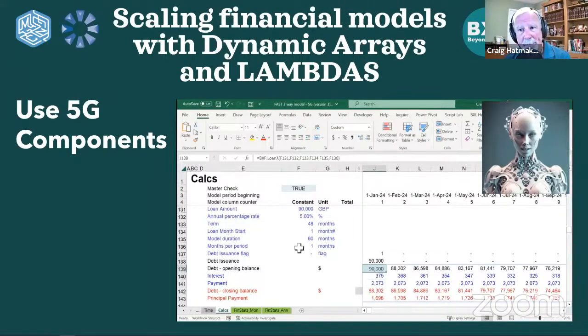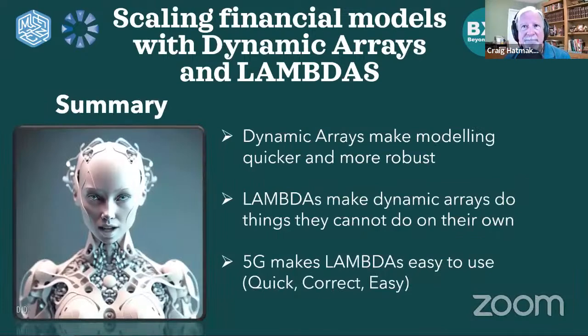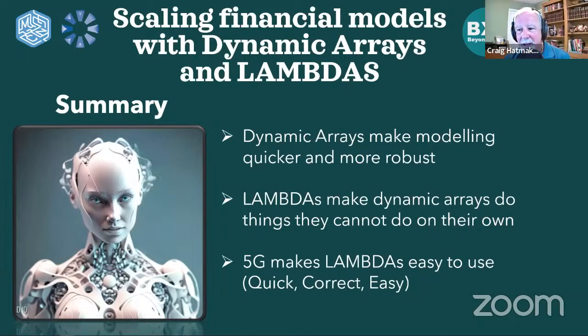Let's move on. What could be simpler? Arrays make modeling quicker and more robust. Lambdas make dynamic arrays do things they cannot do on their own. 5G makes lambdas easy to use. 5G: quick, correct, easy. And that is all there is to it.